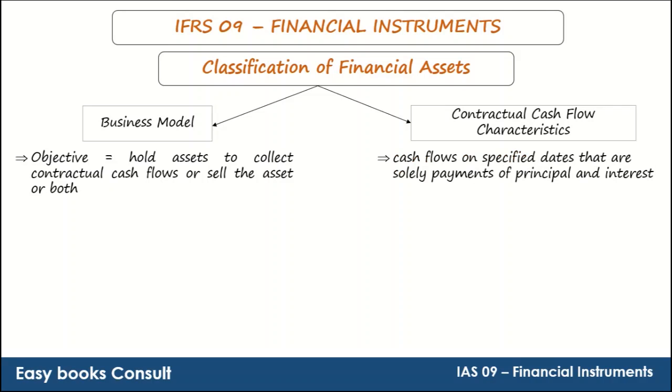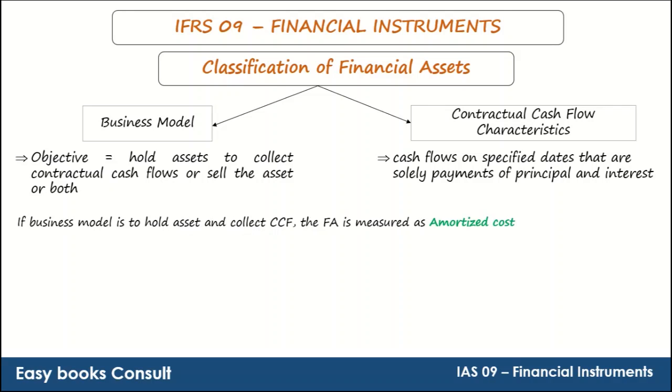Contractual cash flow characteristics of financial assets means whether contractual cash flows are solely payments of the principal and interest on the principal amount outstanding. A financial asset shall be measured at amortized cost if two conditions are satisfied. The first, the asset is held within a business model whose objective is to hold the assets in order to collect contractual cash flows, and number two, the contractual terms of the financial asset give rise on specified dates to cash flows that are solely payments of principal and interest on the principal amount outstanding.